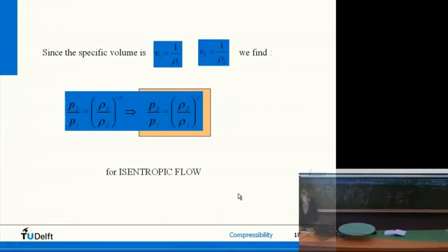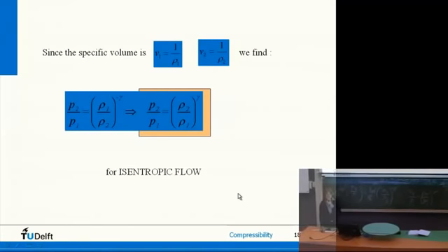And it's a bit easier to work with density, so rho's, then we realize that specific volume is 1 over density. So then the minus turns into a gamma, right? So P2 over P1 is equal to rho 2 over rho 1 to the power gamma. Yeah?